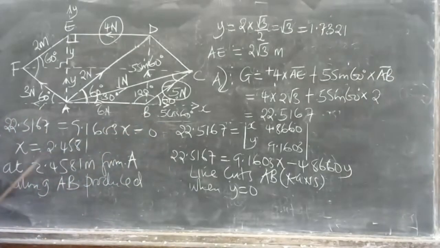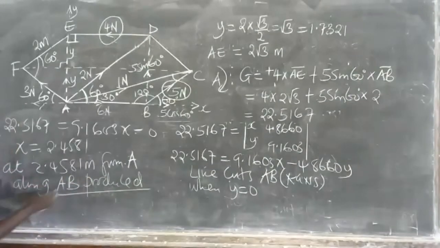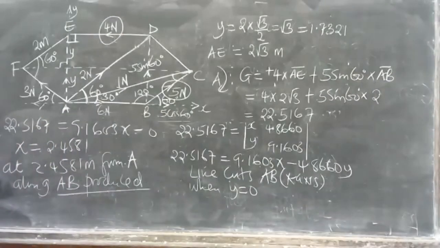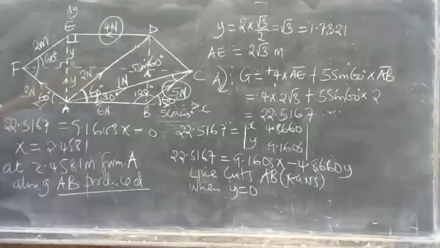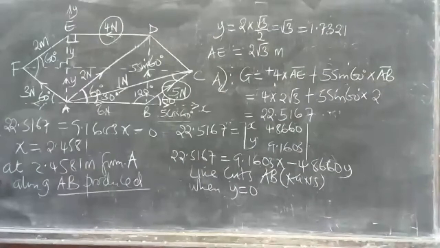But if you get a distance which is less than 2, such as 1.8, then you don't need to mention AB produced. Just say it cuts it at 1.8 from A along AB, and that's enough. But here you have to mention AB produced because it is beyond. If it is negative, on this side you say BA produced. But you should be careful with the signs for the moments, whether clockwise or anti-clockwise.